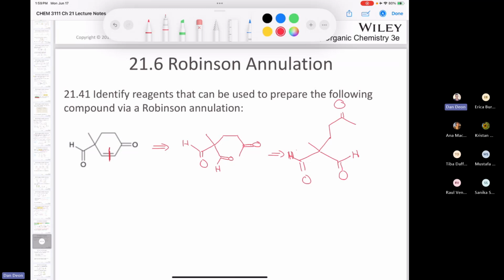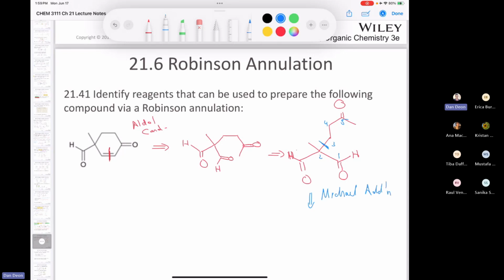So then the next part is going to be, if I count it here, 1, 2, 3, 4, 5, right? The disconnection is going to be between carbons 2 and 3, right? Because the last step was the aldol condensation. And then this step is going to be the Michael addition. So now we're going to do the retrosynthesis for the Michael addition or Michael reaction, doesn't matter.